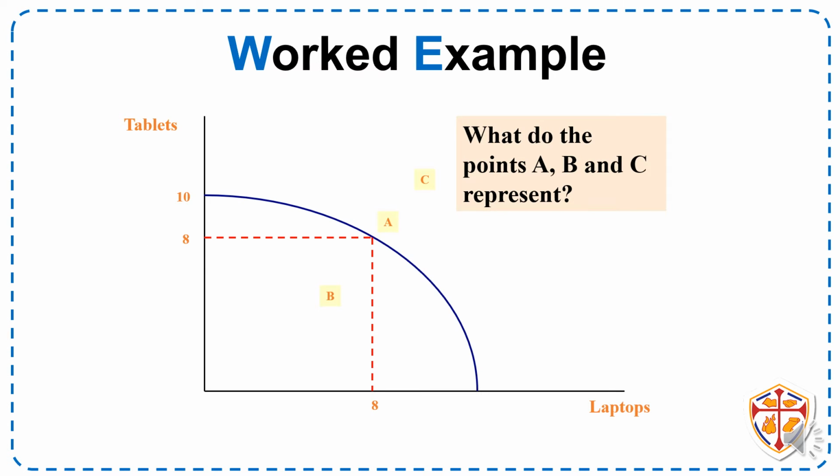Let's try this together before you have a go at a few questions on your own. This PPF shows the production of laptops and tablets. Can you remember what points A, B and C represent? Point A shows productive efficiency as all resources are being used. Point B shows inefficiency as there are unused resources. Point C shows that there are not enough resources to meet this, therefore it's unobtainable. Let's take a look at the next slide to work out opportunity cost.